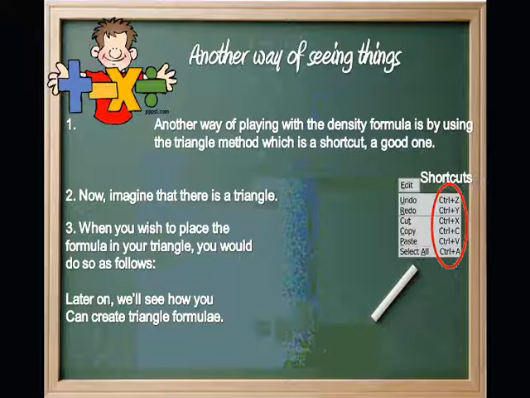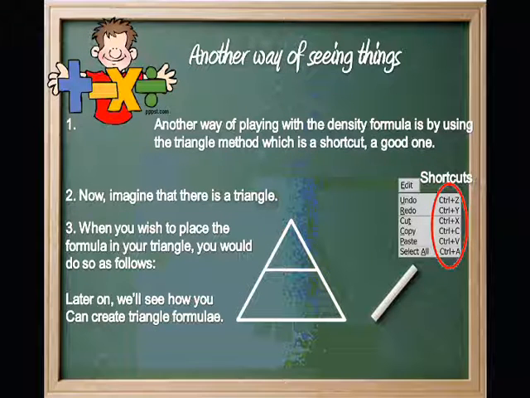Another way of playing with the density formula is by using the triangle method, which is a shortcut, a good one. Now imagine that there is a triangle. When you wish to place the formula in your triangle, you would do as follows. The m goes on top, the d times v goes under. And you'll follow this kind of triangle all the time when it comes to this formula. Later on, we'll see how you can create these triangle formulas.